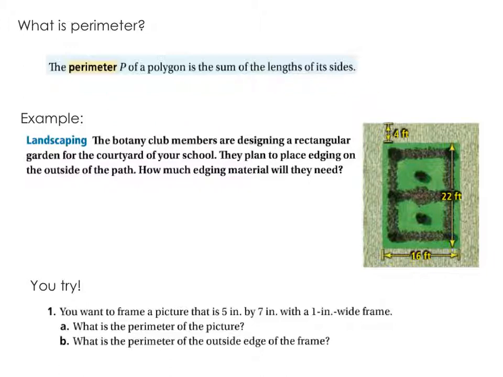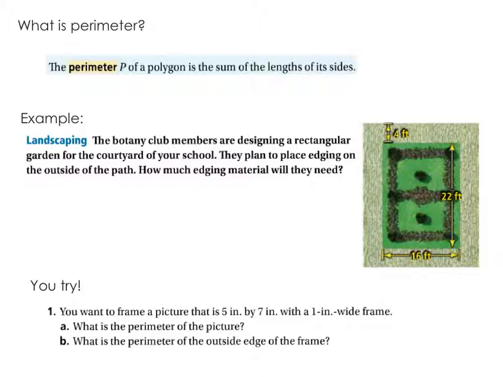So let's look at our first example. It says the Botany Club members are designing a rectangular garden for the courtyard of your school. They plan to place edging on the outside of the path. How much edging material will they need? So in this problem, we definitely need to find the perimeter. And it's not the perimeter of the courtyard itself, but the perimeter of the courtyard plus the path that goes around it.